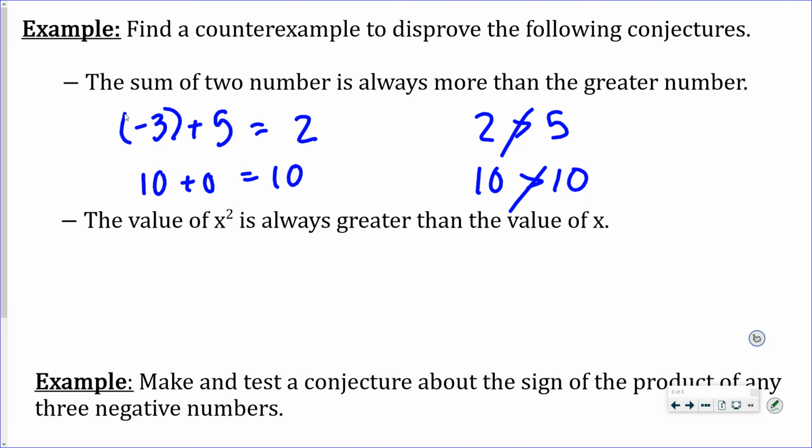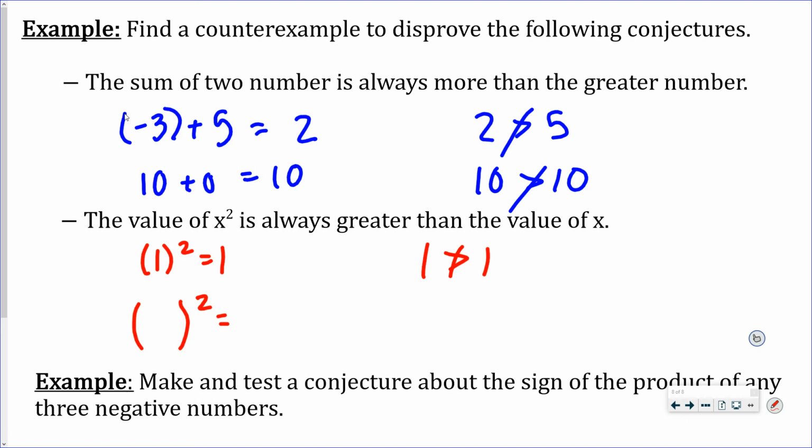Next one. The value of squaring a number, I don't know what the number is, so we're calling it x, is always greater than the number itself. Counterexample. 1. Great one. 1 squared is 1. 1 is not greater than 1. 0 squared? Okay, good. Let's get a little more creative. That is creative. You're not wrong, Walker. That would totally work.